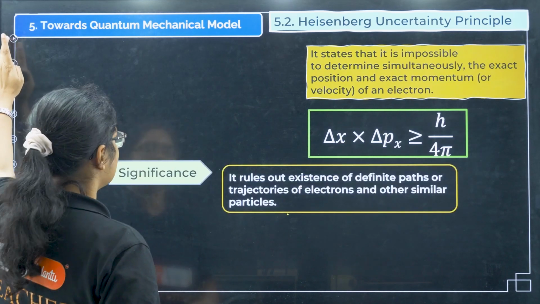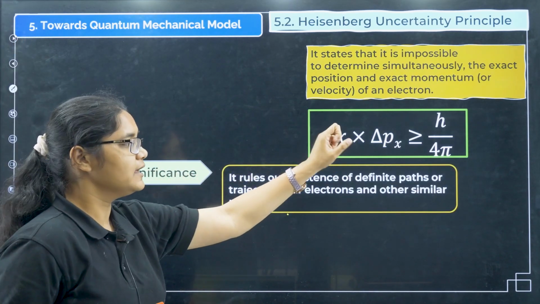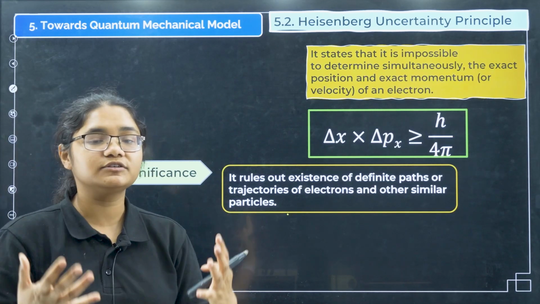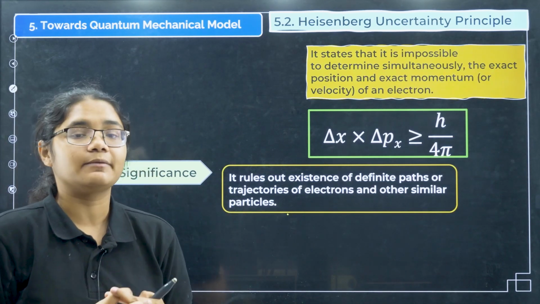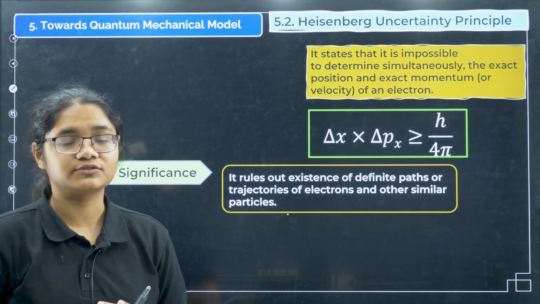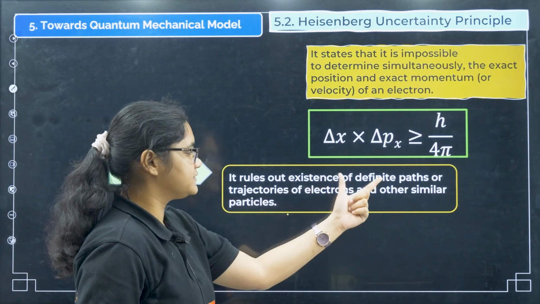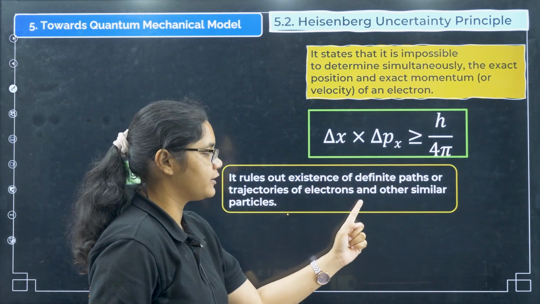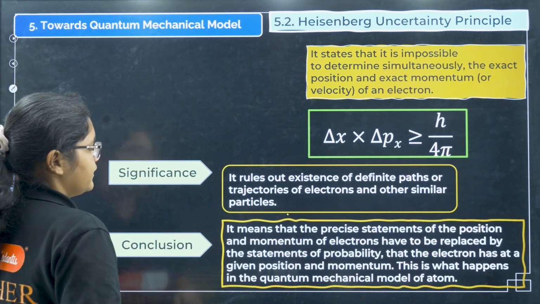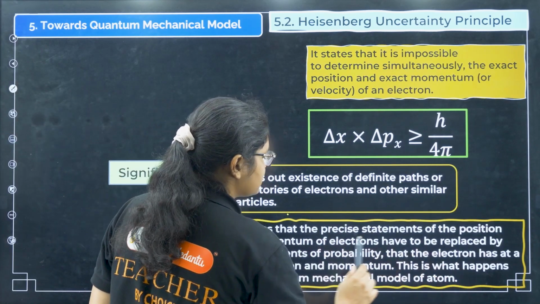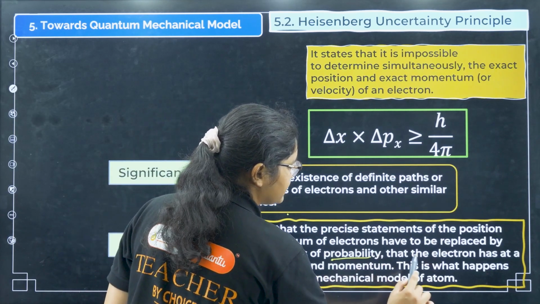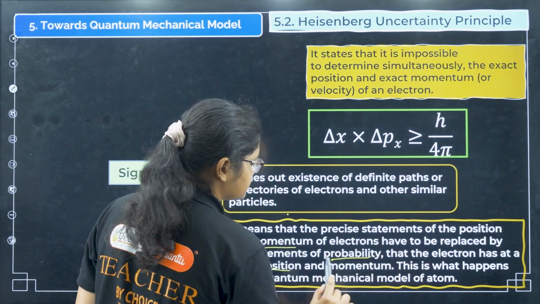Okay. Next, when we see that we cannot have a proper trajectory for the electrons, Bohr's postulates or Bohr's model of atom can be discarded here. Why? Because Bohr said that electrons travel in a fixed path called orbits, right? So that is why it rules out the existence of definite paths or trajectories of electrons and other similar particles, and it means that the precise statements of the positions and the momentum of an electron have to be replaced by the statements of probability that the electron has at a given position and momentum.